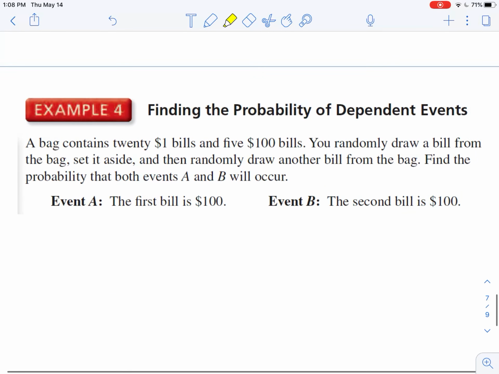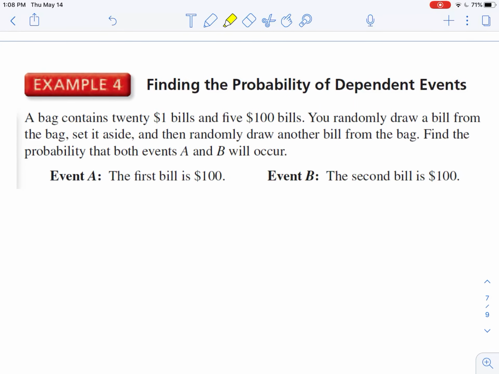It says a bag contains 20 $1 bills. It's a lot of singles, and 5 $100 bills. And you're randomly going to draw a bill from the bag, take it out and set it aside, and then you're randomly going to draw another bill from the bag, and your job is to find the probability that both events A and B will occur. Well, let's go ahead and read through event A. Event A is they want the first bill to be $100, and event B is the second bill. They'd also like that to be $100, so it kind of seems like it makes sense.